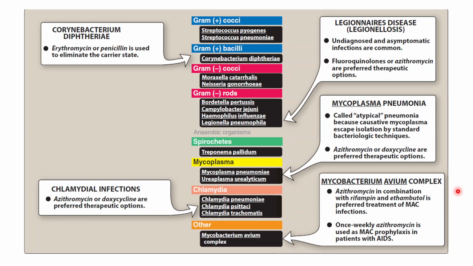And Mycobacterium avium complex is a very complex disease that is treated with a combination of rifampin and ethambutol. Also for prophylaxis, azithromycin is used in patients with AIDS or HIV. AIDS is actually a more severe state of HIV patients, and that is why it requires prophylactic prescription of antibiotics.